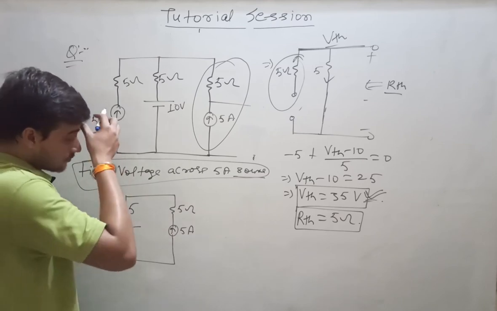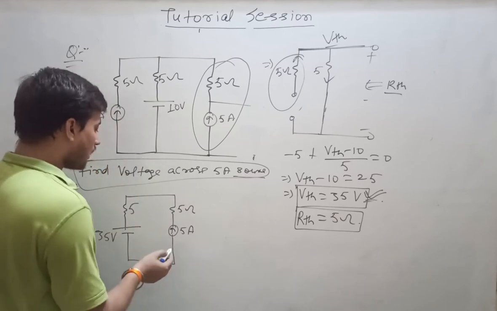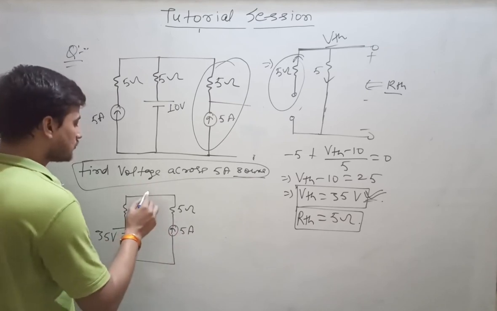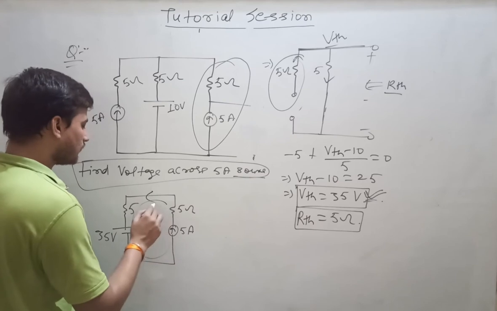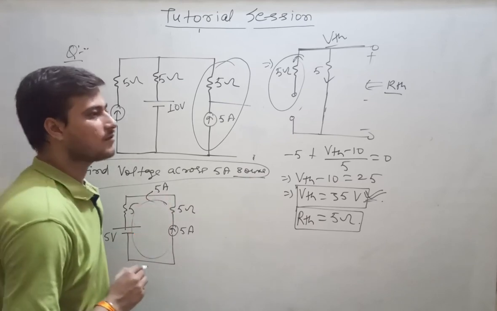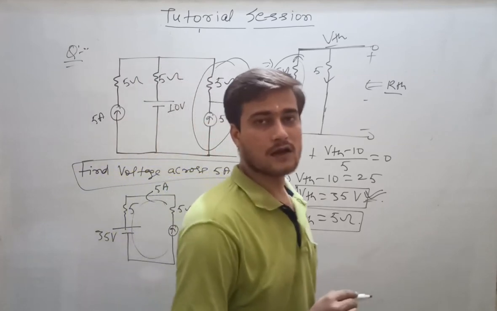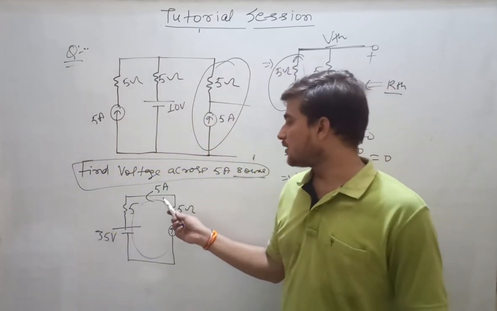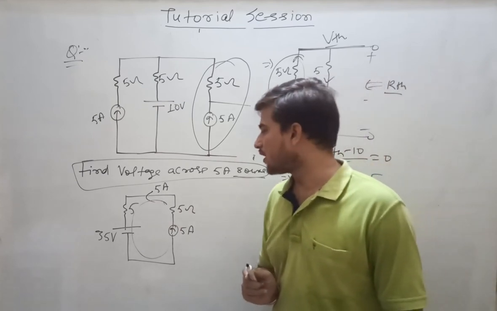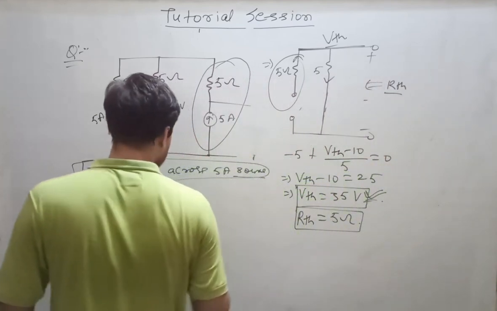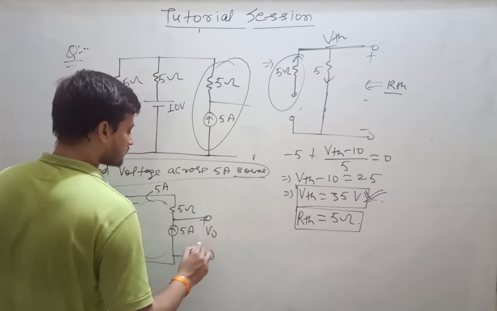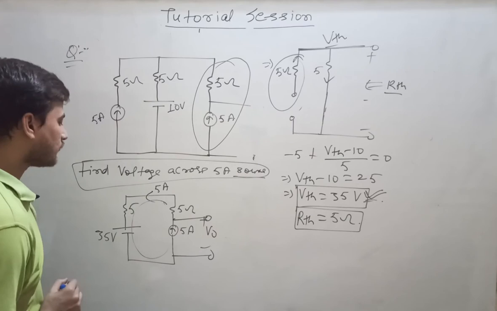So now what you see? You see the current. This is the constant current source, ideal current source. So it will maintain a current of 5 ampere in this circuit irrespective of any condition. Once it maintains 5 ampere of current in this circuit, you have to find this potential V0, plus minus V0.